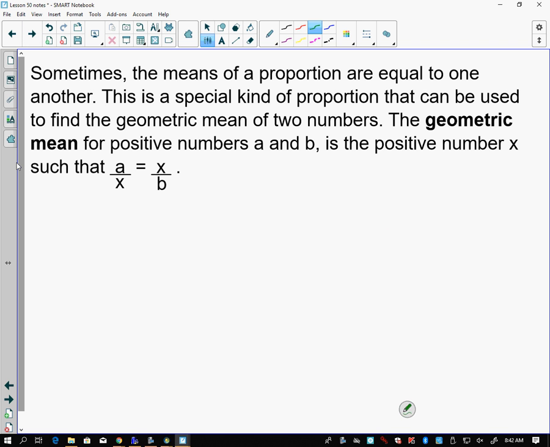All right, but sometimes the means of a proportion are equal to one another, and this is a special kind of proportion that can be used to find a geometric mean of two numbers. The geometric mean for positive numbers a and b is a positive number x, such that we get something like this. This is what we see whenever we see a geometric mean, meaning that this x, the geometric mean of this proportion, is x. And it will always be bottom left of the ratio and top right of the ratio set in the proportion. That's the geometric mean, okay?